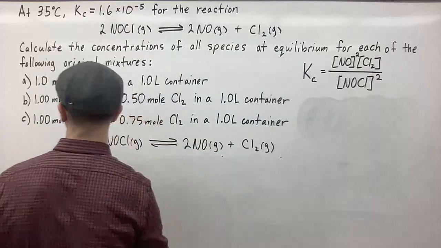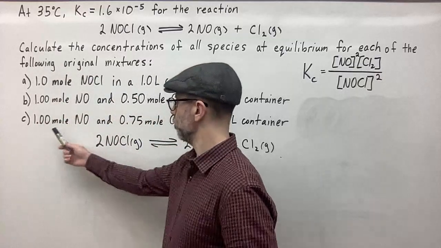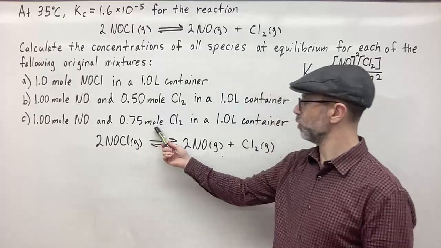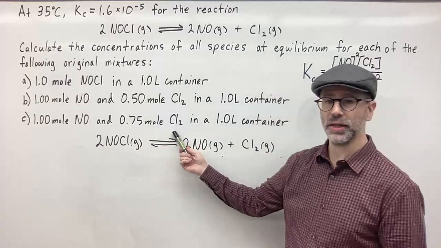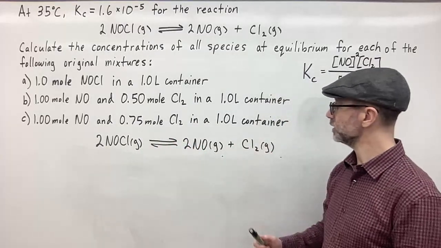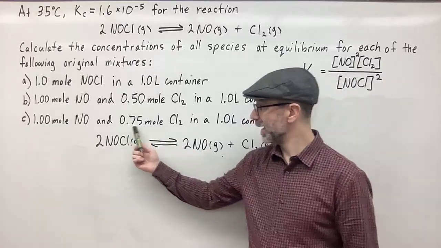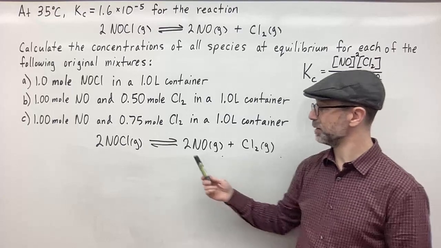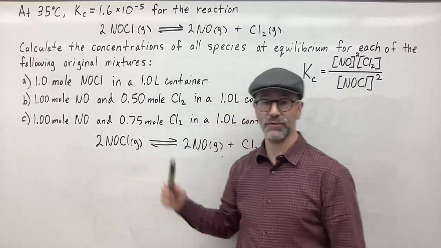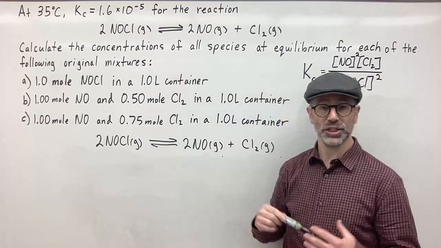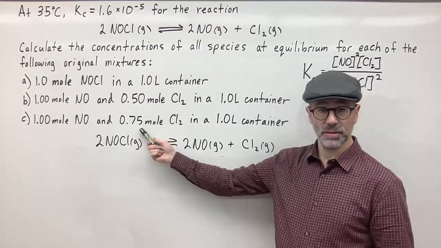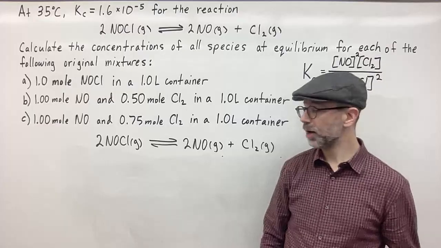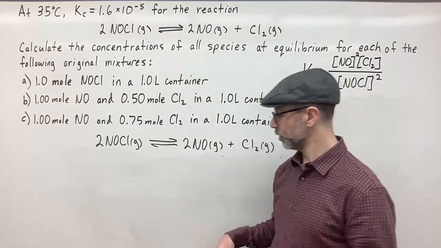Okay, so for part C, we're given 1.00 moles of NO and this time 0.75 moles of Cl2 to begin with in a 1.0 liter container. So again, just like part B, we're going to have to do the stoichiometry first, but this time we don't have the stoichiometric ratio of the moles to start with of the product. So we're going to end up with some product left over.